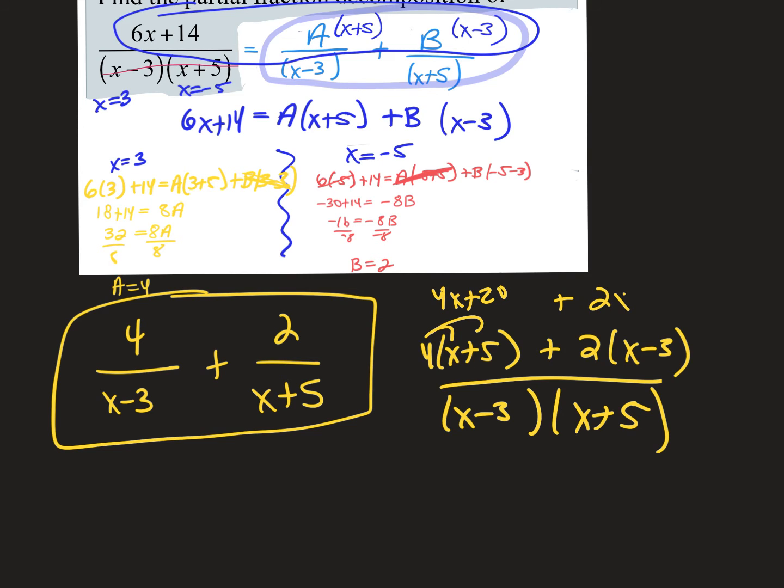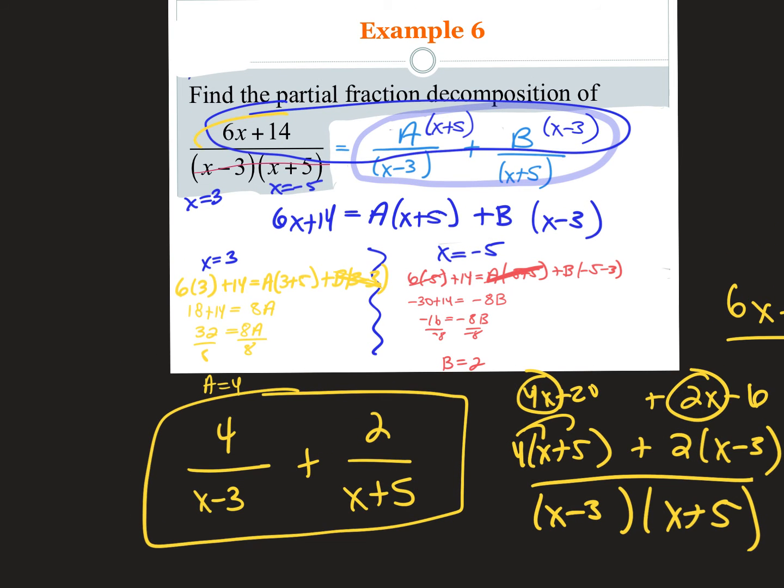Plus 2x minus 6. What's 4x plus 2x? 6x. What's 20 minus 6? 14. Is that what we started off with over here? Yep. Then you're right. You will do that the same way every single time. And if you want to check, you just cross multiply. Like just take the denominator of one, multiply it to the other. That's positive 20, right? Mm-hmm. Oh, okay. I almost thought it was negative for a second.